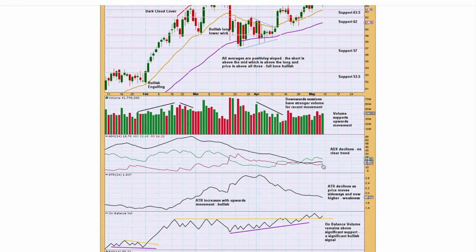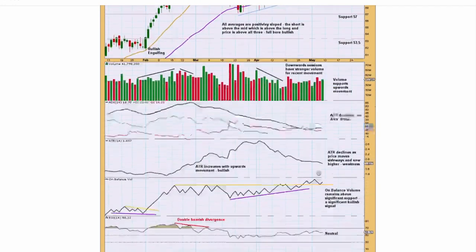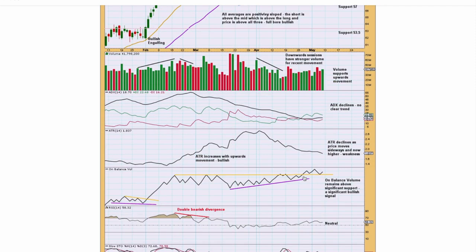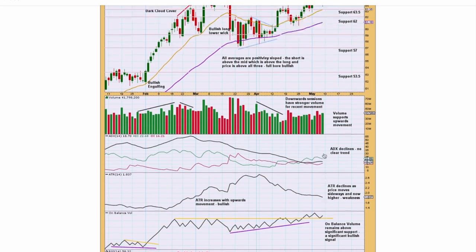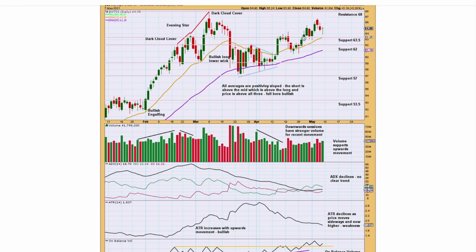ADX is declining at the daily chart level. There's no clear trend. On balance volume, the last signal it gave us was quite a strong bullish signal. This would support a bullish Elliott wave count. ATR declining as price moves sideways and higher though. That is actually concerning for a bullish count. So this chart is actually mixed. It's not giving us a clear indication whether we should be bullish or bearish right now for oil.